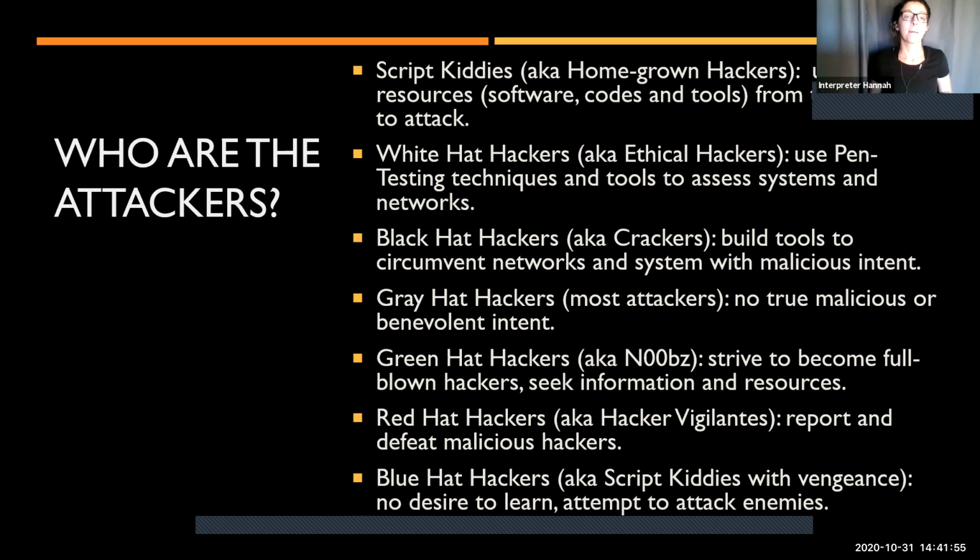You've got the green hat, they're known as noobs, and they're full-blown hackers. They would seek information and resources for gain. Okay. Red hats are vigilantes. So these are the people that report and defeat malicious hackers. They're the superhero of the security world. And blue hat hackers are also script kiddies with a vengeance. So they have no desire to learn and they attempt to attack enemies. So they are full force.